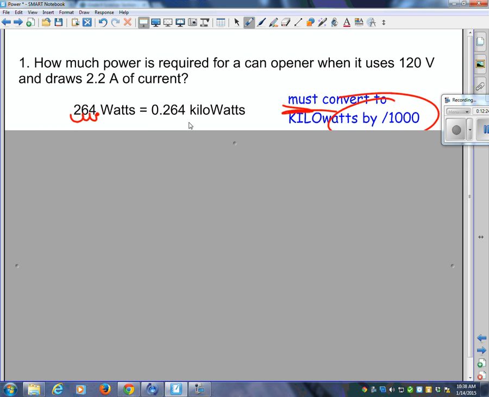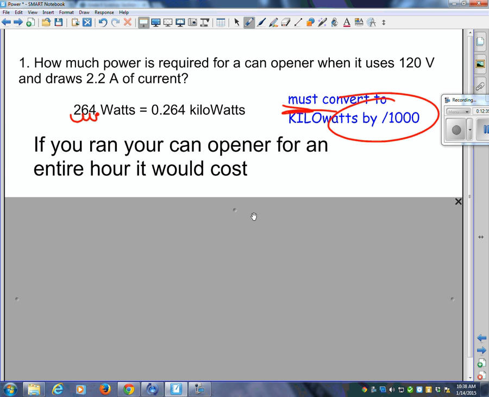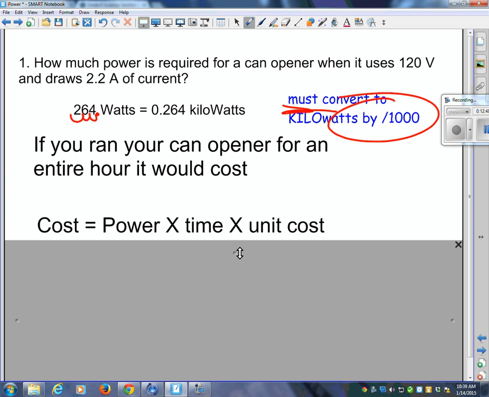We've converted to kilowatts. Now, how long do you run a can opener for? As long as it takes to open the can. Good answer. Estimate that time. Maybe 20 seconds, 30 seconds, something like that, right? Has anyone ever run their can opener for an entire hour? Probably not. But to make the question simpler, if you ran your can opener for an entire hour, cost is power multiplied by time multiplied by unit cost.